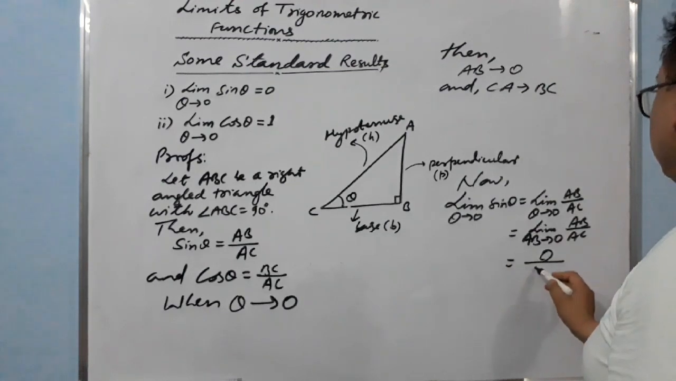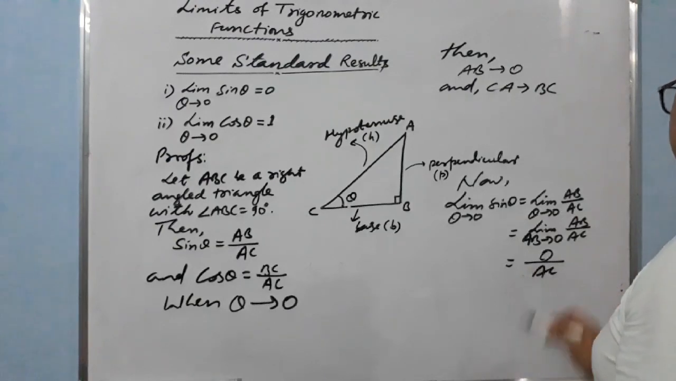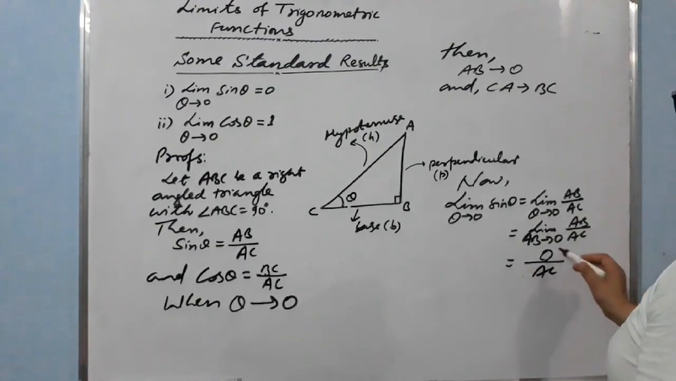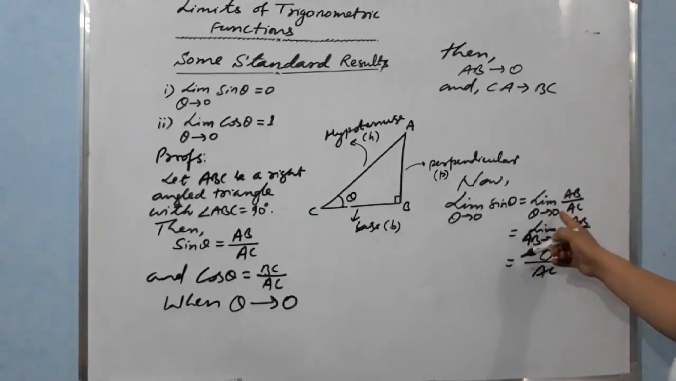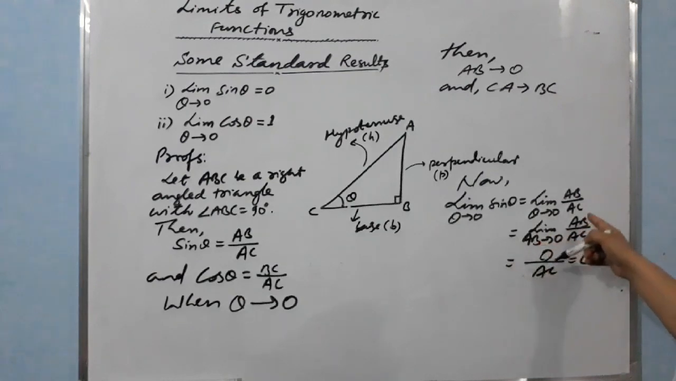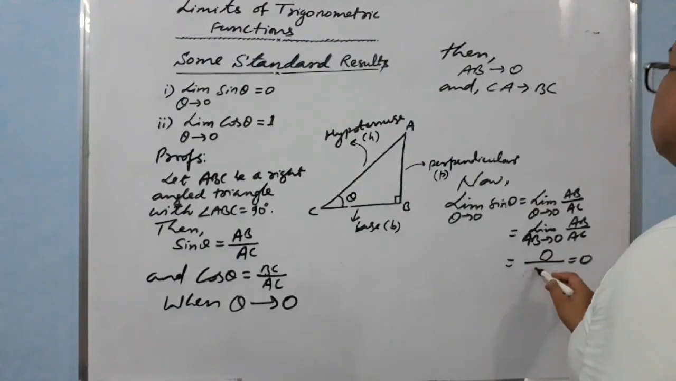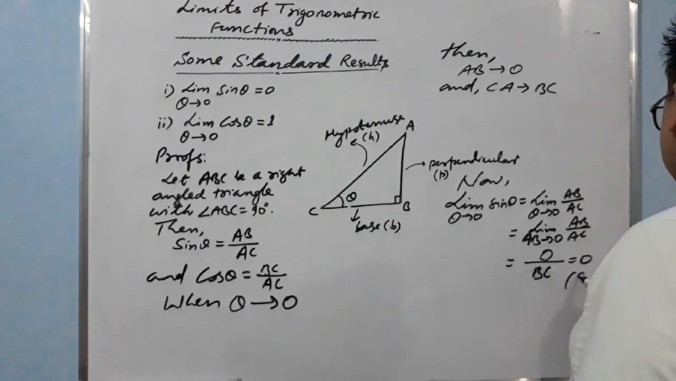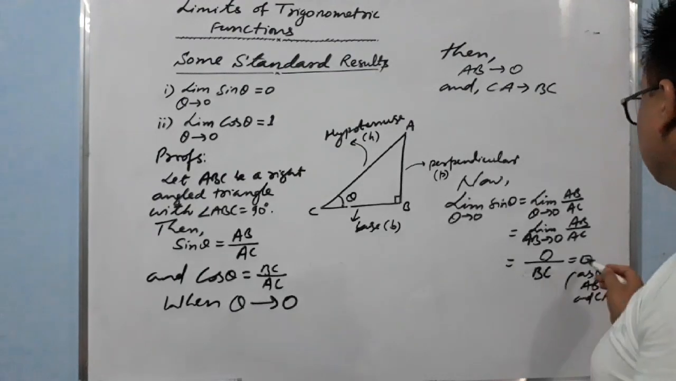We can write down BC or AC also, it doesn't matter. From this we will get the limit, and it is going to be equal to 0 when theta tends to 0. Then AB tends to 0, so 0 upon AC. AC is equal to BC also, you can see here. As theta tends to 0, AB tends to 0, and CA tends to BC. Both have the same value, so it is equal to 0.